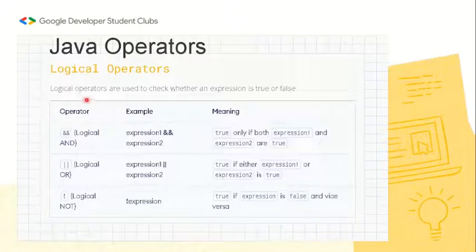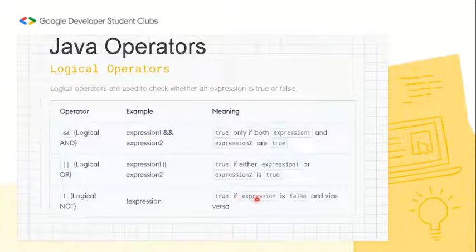So next are the logical operators. For logical operators, you check whether the expression is true or false. So we have the logical AND, logical OR, and logical NOT. For the logical AND, it will return true if both expressions are true. For the logical OR, it will return true if either of the expressions is true. And for the logical NOT, it will return the opposite.